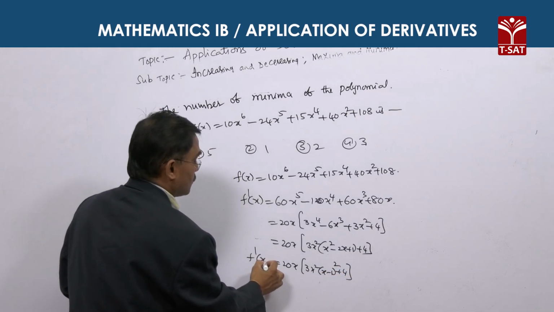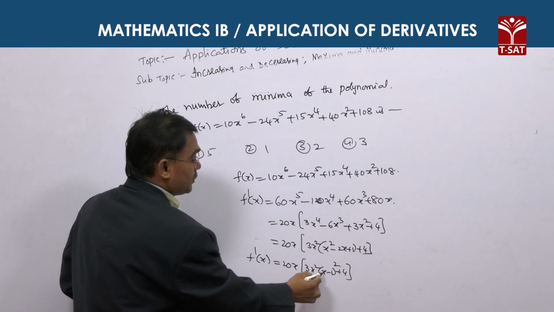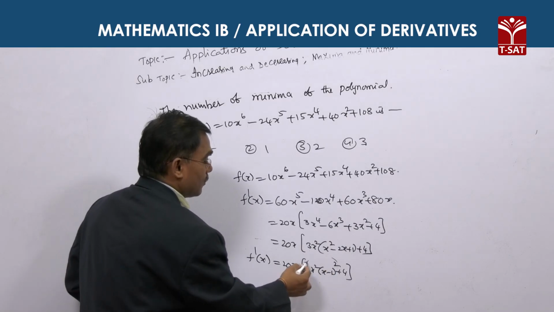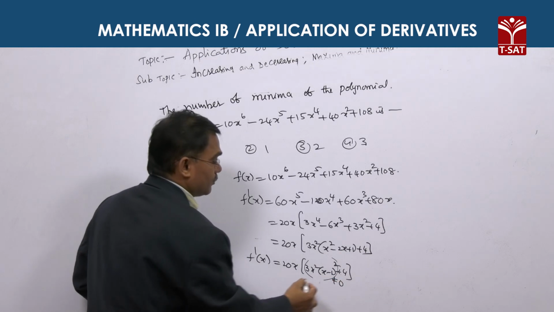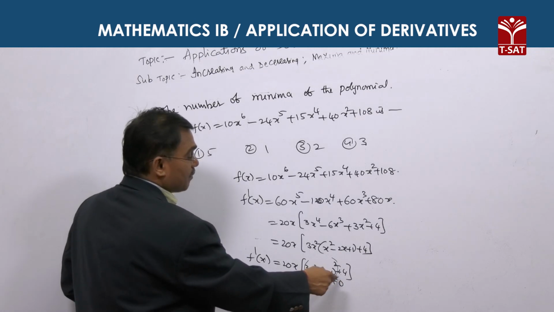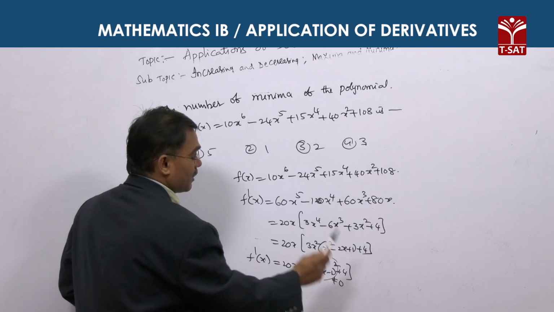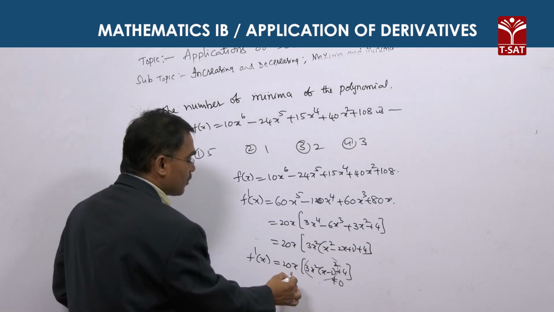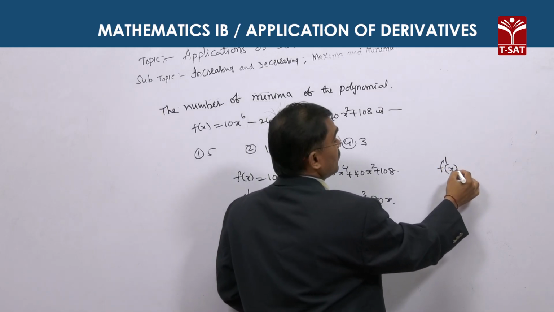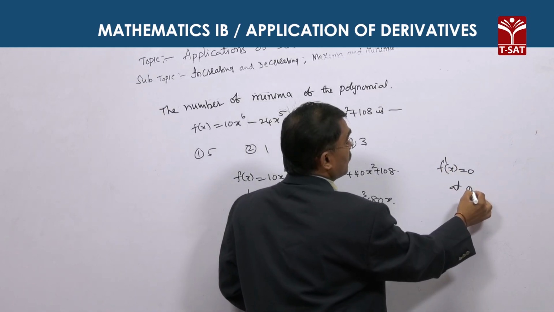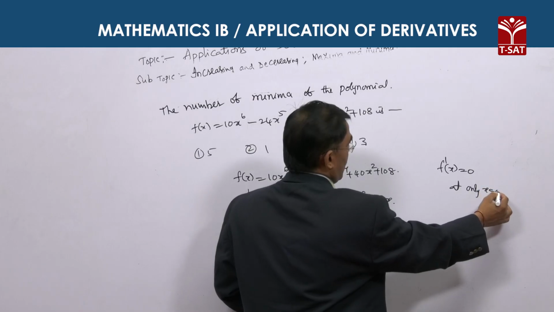This is the f dash x. We observe x square is positive, (x minus 1) whole square is also positive. The total is positive, plus 4 means this is always not equal to 0. Only when this part is 0 can f dash x be equal to 0. So f dash x equals 0 only at x equal to 0.